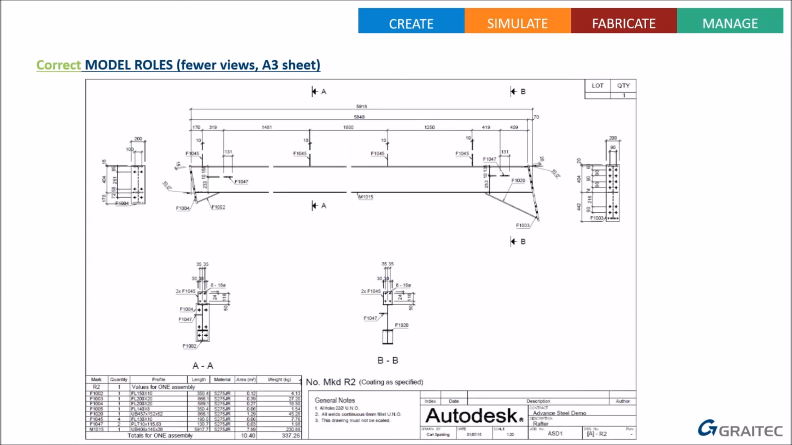I've got a lot fewer views. I've only got the 2 end views. Top and bottom view weren't helpful anyway. It's now on an A3 sheet, but even though it's on a half the size sheet, it's much clearer and easier to read. And notice the gusset plates are fully dimensioned correctly. So this is the kind of difference model roles can make.